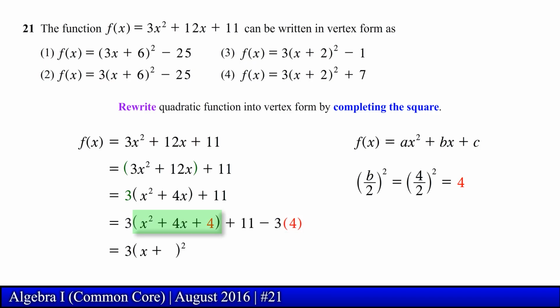Next, we write the perfect square trinomial into its factored form, which ends up being equal to the quantity x plus 2 squared. We also need to simplify the constants. Doing that, we obtain -1. In the end, we have the vertex form of the quadratic function, in this case, 3 times the quantity x plus 2 squared minus 1. Looking at the options, we see that option 3 is a perfect match, so this is our final answer.